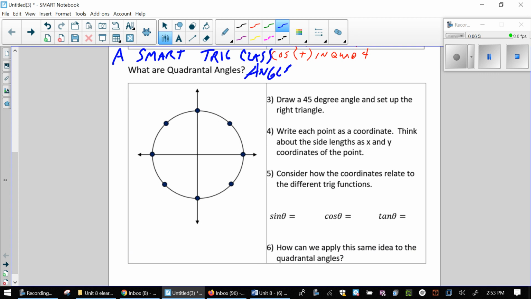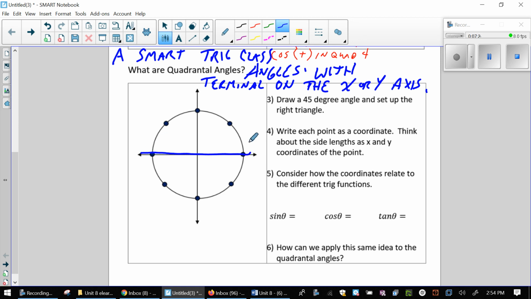So angles with terminal ray on the x or y axis. We call them quadrantal because they make the quadrants, or they separate the quadrants. So there they are. All right. So there's our quadrants. Draw a 45-degree angle.